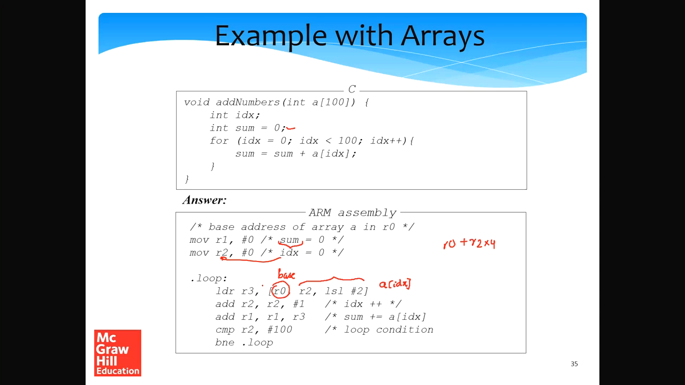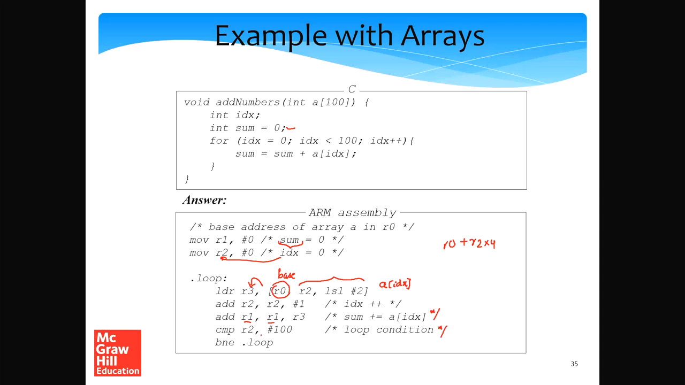We read the value from memory and put it in R3. Then we increment the index, add R2, #1, and we compute sum plus equal to A[idx]. Actually, we should be having a comment over here, so basically the comment should end. So sum plus equal to A[idx]. In this case, we take the current sum, which is in R1. We add R1 with the value that we read from memory, which is R3.